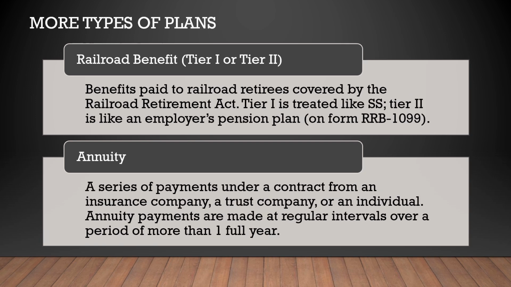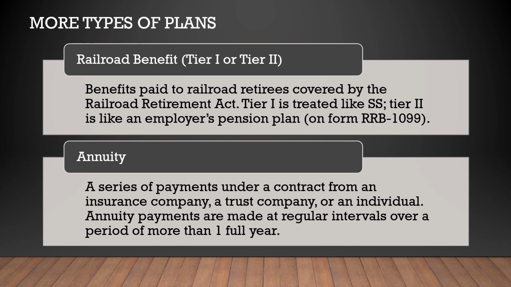Some other types of plans are railroad benefits. There's a Tier 1 or a Tier 2 railroad benefit. Tier 1 is more like Social Security, so we won't be really covering what happens with Tier 1 in this lesson. In our next lesson that covers Social Security, just know that Tier 1 is treated like Social Security. Tier 2 is more like a pension plan from an employer, and so we would treat it that way. So that's reported not on a 1099-R, but on a form RRB 1099-R, and that's usually a green form.